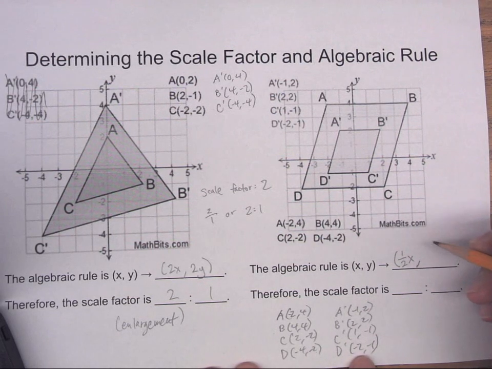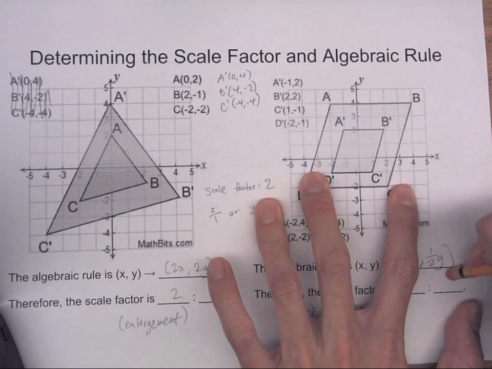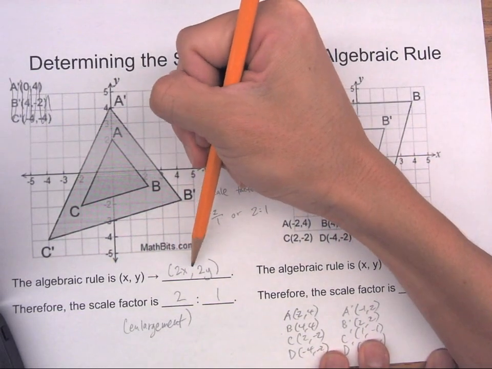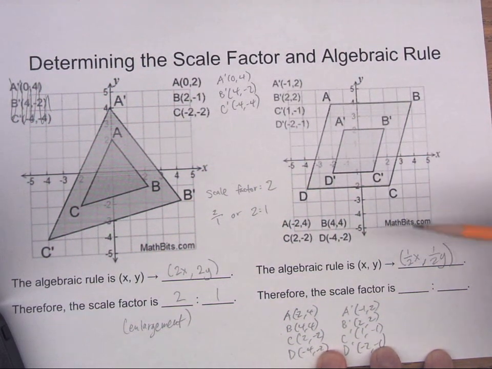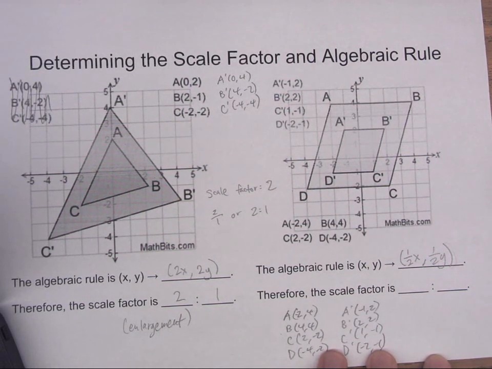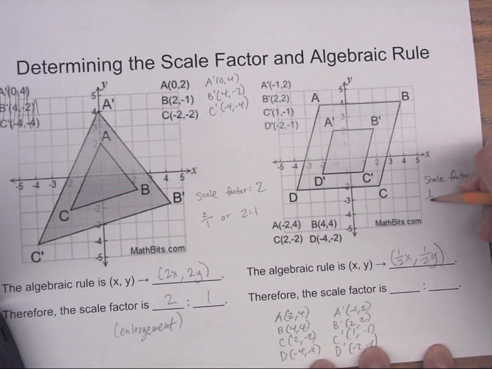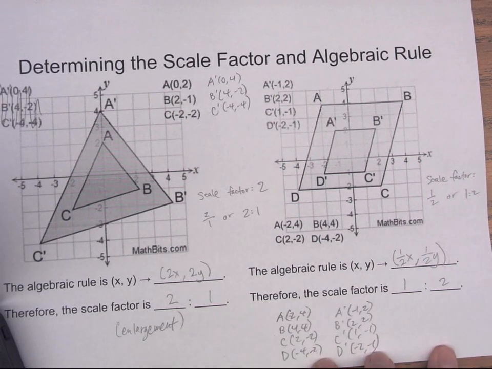One thing to notice when you're writing this algebraic rule is that this number should be the same as this number. Just like this one, where the x's are multiplied by 2 and the y's are also multiplied by 2, for this one the x is divided by 2, which means the y is divided by 2. So my scale factor in this case is 1/2. You can also think of this as 1 to 2. That's another way you can write it. Scale factor is 1 to 2.